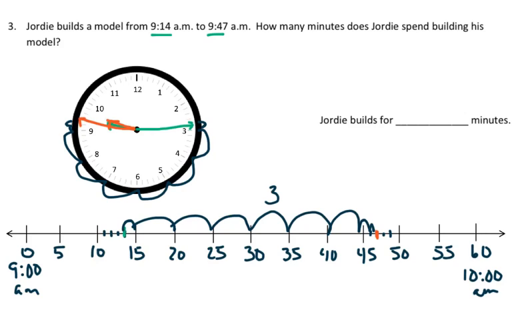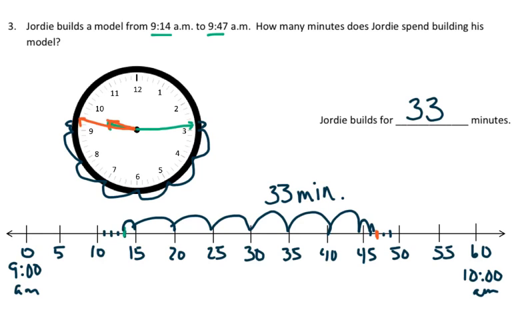So I have 33 minutes according to my number line, and using my arrows, I count by my 5 stars, 5, 10, 15, 20, 25, 30, 31, 32, 33 on my analog clock as well. So Jordy builds for 33 minutes would be my answer.